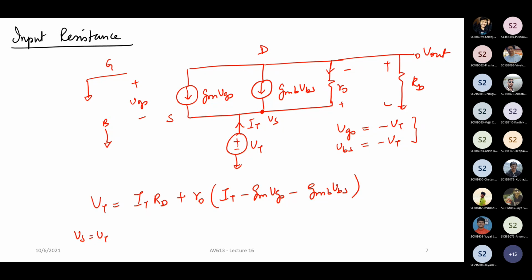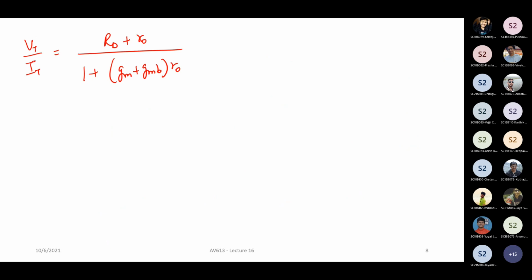So now if you simplify, so here again what happens is all this is Vt. So all the Vt terms get collected together. You will basically simplify and you will get something like this. Okay. Now, if you look at this expression, there are few things to be noted.